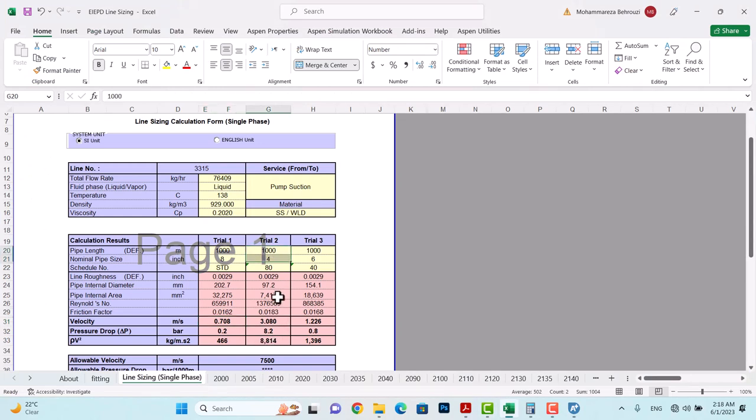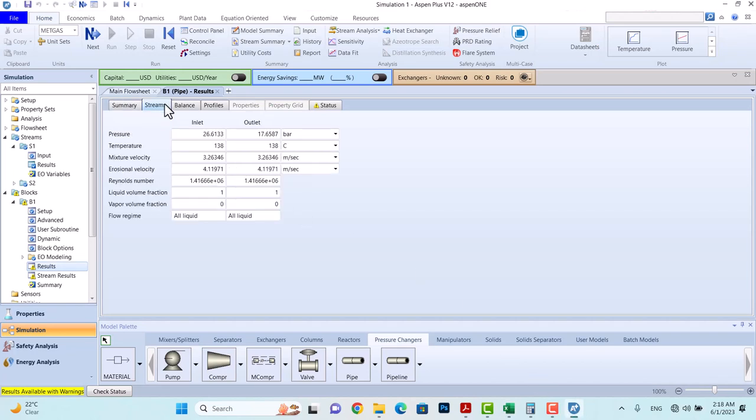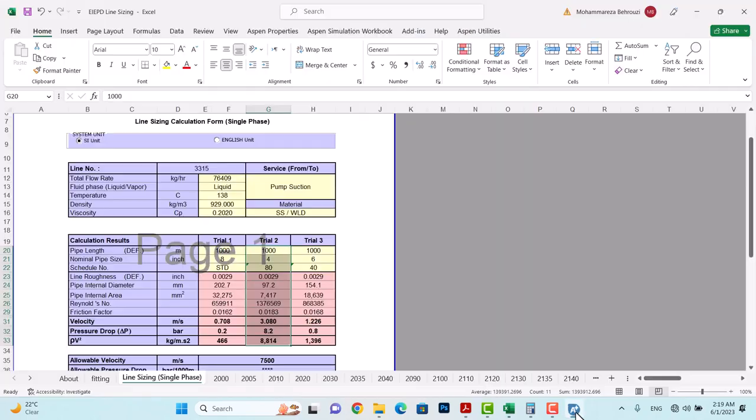Let's check the results for this. It is 4 inches. The pressure drop is 8.2, but for Aspen Plus, it is 8.95. And how about the velocity? The velocity at the outlet and at the inlet are the same. It is 3.26, and calculated by the Excel sheet, 3.08. There are some small differences between velocities. But what we can conclude from the results of Excel sheet and Aspen Plus is that this 4-inch is not a suitable diameter.